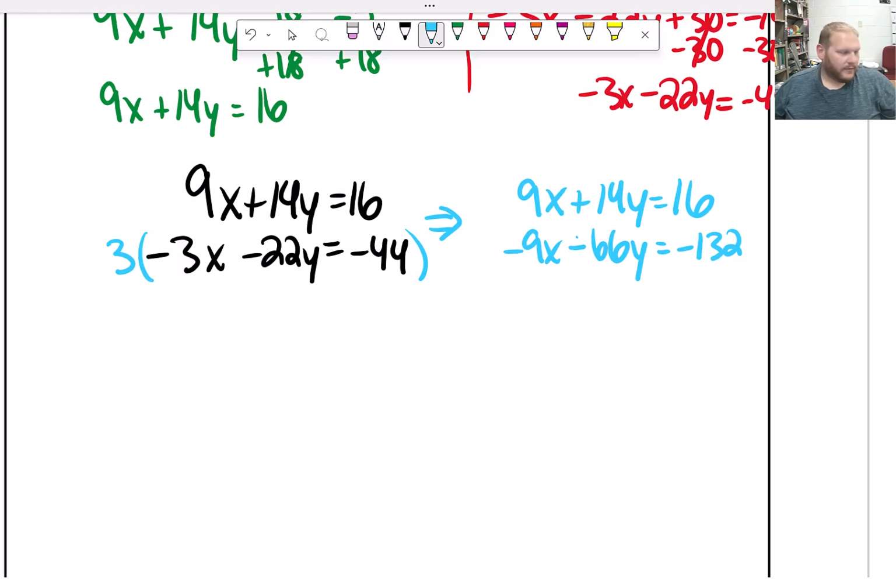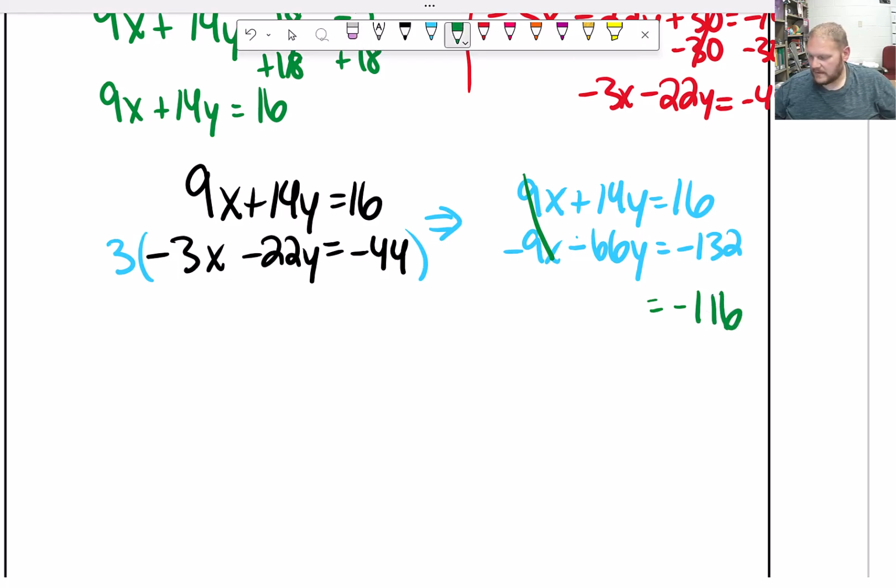Okay, so I'm definitely going to have my calculator handy here because I can see in a second when these 9x's cancel out, I've got 14y minus 66y for my y value, and then negative 132 plus my 16 for my constant. All right, so negative 132 plus my 16 gives me a negative 116. Oops, negative 116.